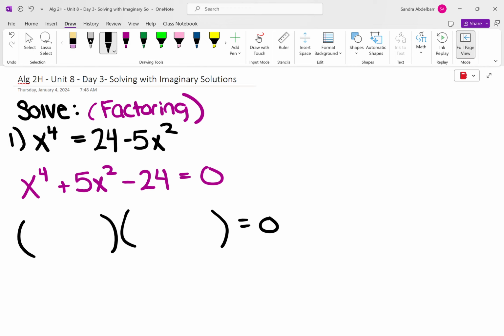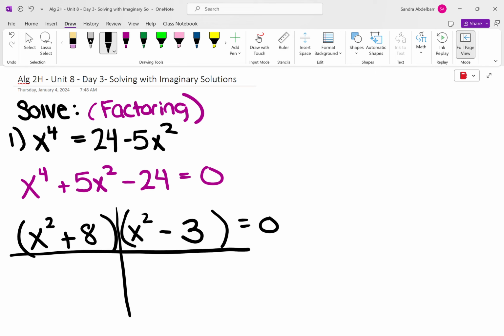Good. Because our biggest exponent is x to the fourth, this is going to be x squared and then another x squared. And then we need factors of negative 24 that add to a positive 5. What are factors of negative 24 that add to a positive 5? Philip? You got it, 8 and negative 3. Now that we have our two factors, you're going to set each factor equal to 0. So we're going to have x squared plus 8 is equal to 0. X squared minus 3 is equal to 0.